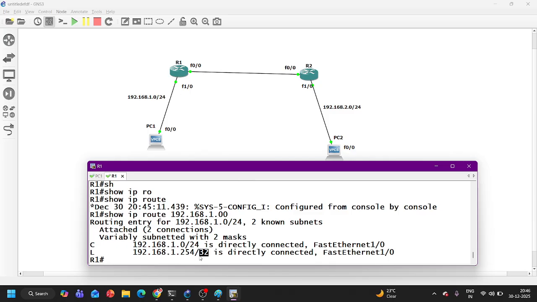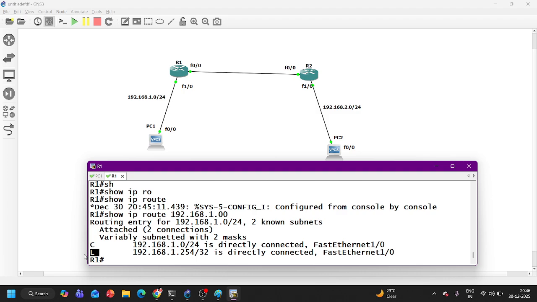With /32, how many valid IP addresses are there? If I am using /32, only one IP address is there, Praful. What is the valid or network ID, broadcast ID in /32? There is no broadcast.